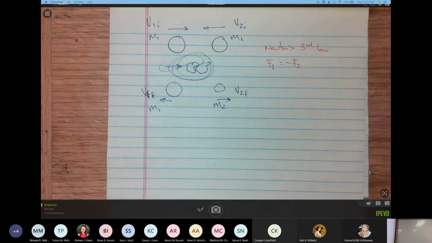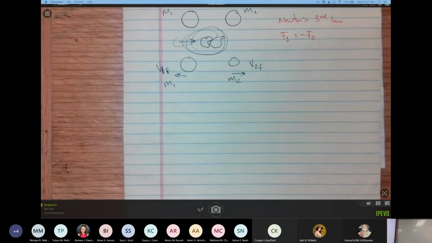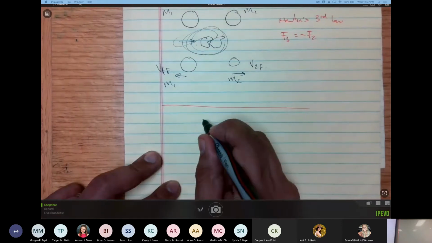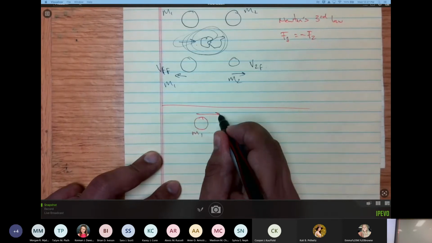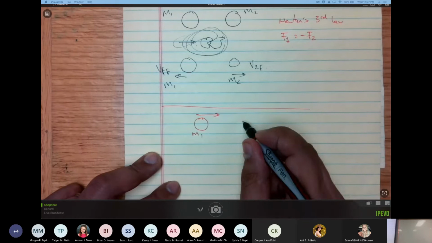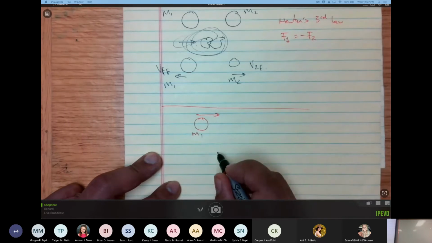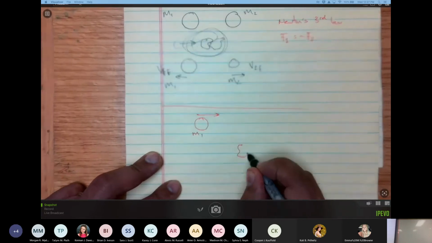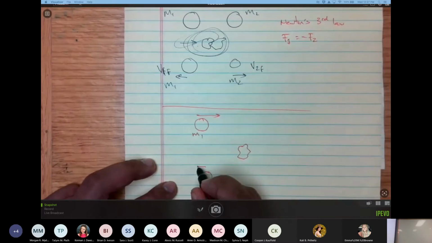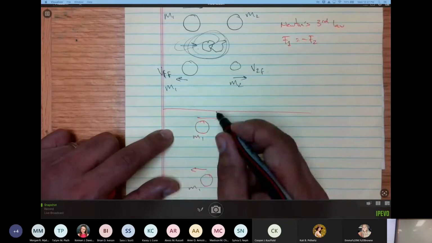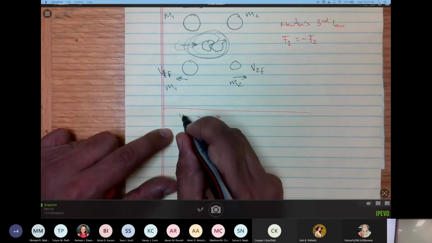I'm going to look at what's going on with my mass number one, my first player. So I'm going to have a mass one that is moving to the right, and then at one point it crashes with something, and then it bounces off in the opposite direction. So here I can calculate an initial velocity, and I can measure a final velocity.